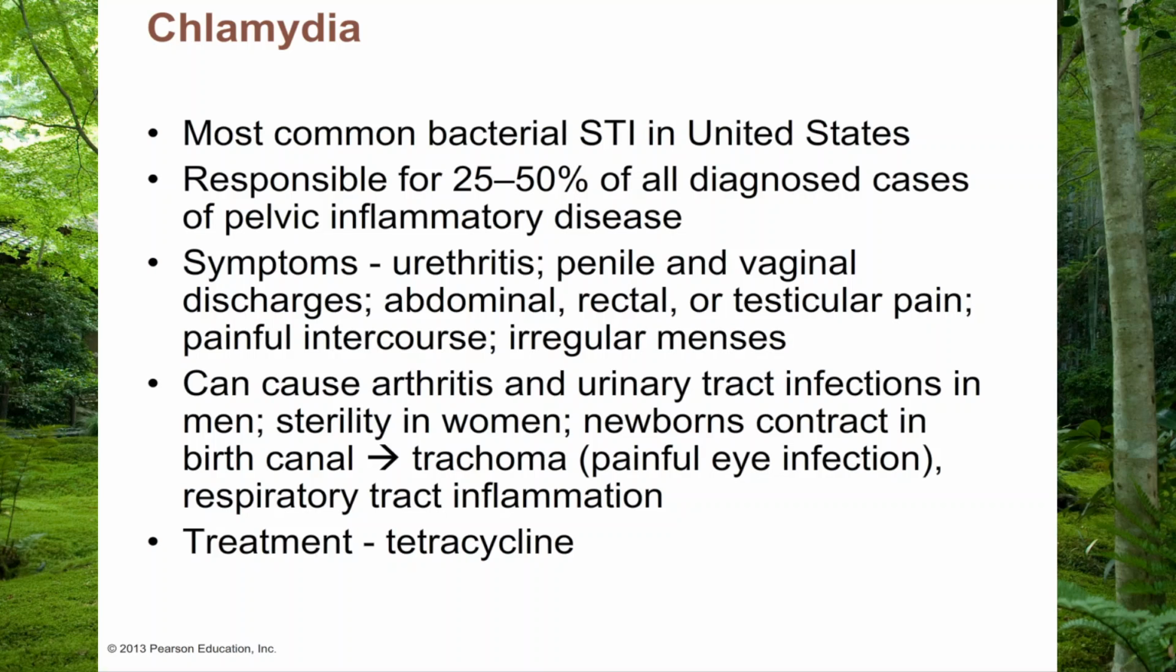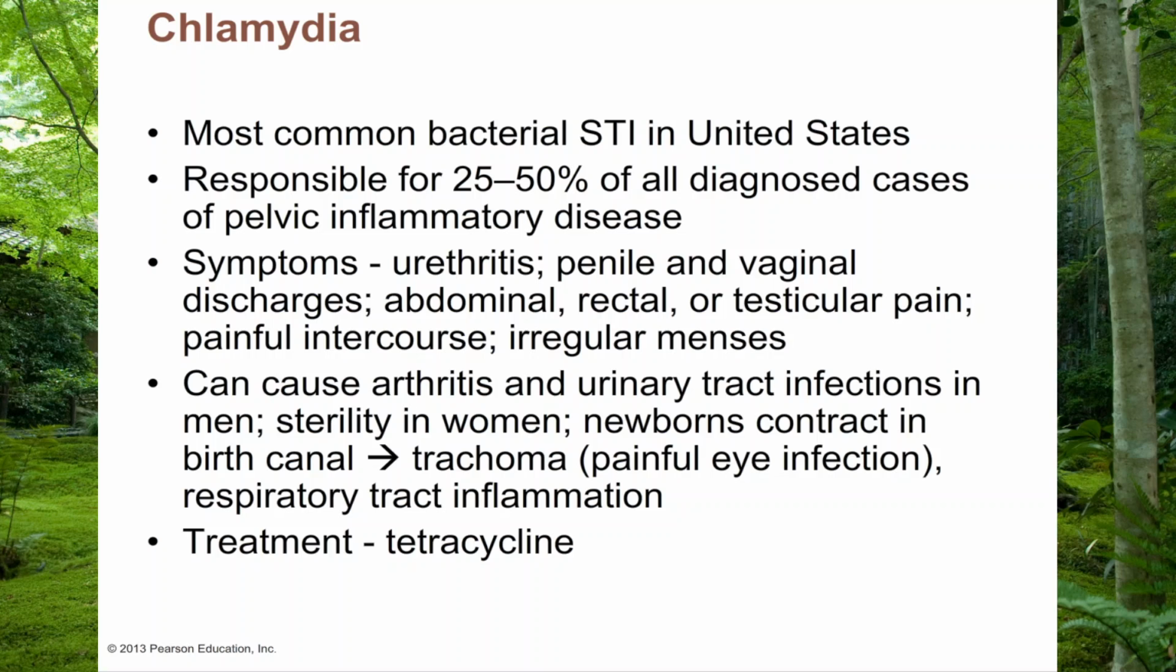Now, the symptoms of chlamydia include urethritis, that is inflammation of the urethra, discharge of both the penis or the vagina, abdominal or rectal pain, testicular pain, painful intercourse, dysmenorrhea, which is basically irregular menses. It can also cause arthritis and urinary tract infections, and again, this inflammation can lead to sterility, which is very, very important. Now, because chlamydia is a bacterial infection, it does respond quite well to antibiotics, particularly tetracycline.